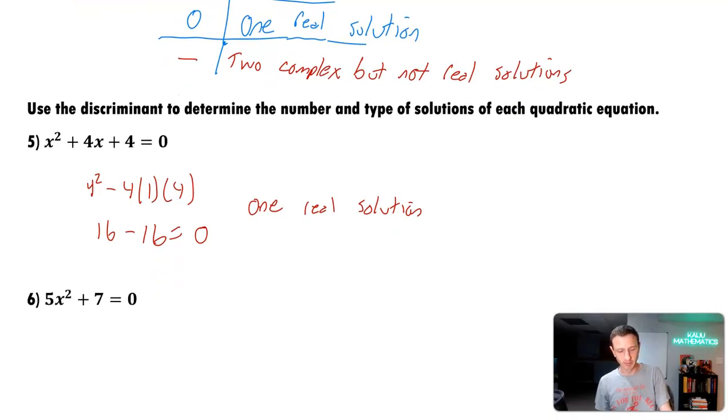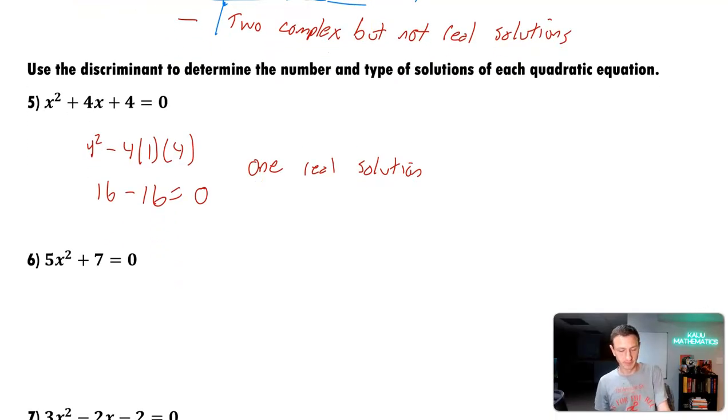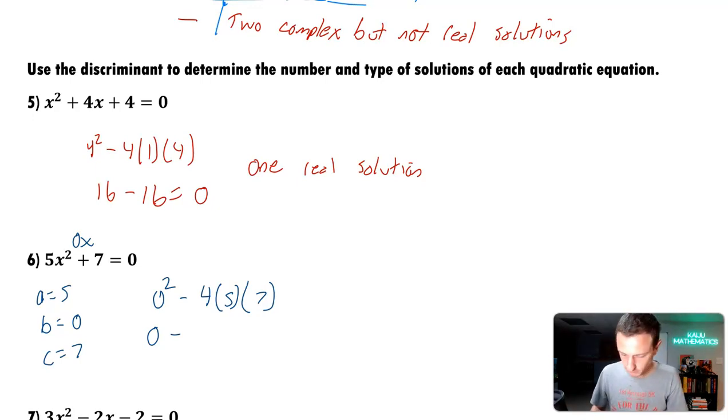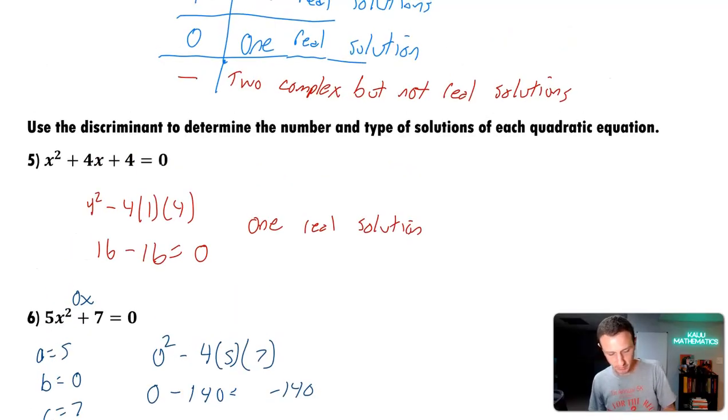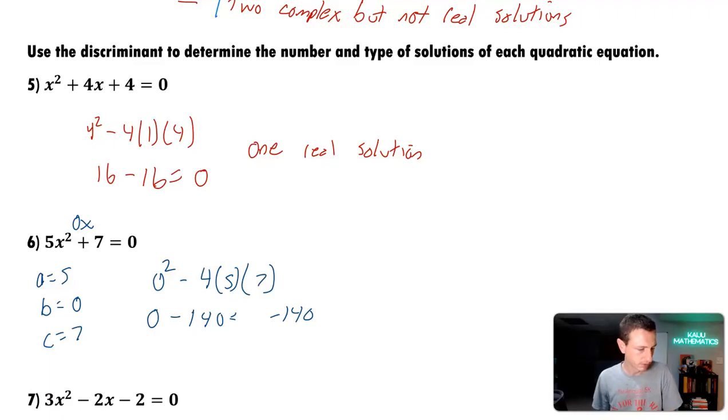Letter B, 5x squared plus 7. Don't get fooled on this. A is 5. What is b? b is 0 because we don't have an x, so it's 0x. c equals 7. So b squared minus 4ac: 0 minus 4 times 5 is 20, times 7 is 140. So 0 minus 140 is negative 140. We have a negative discriminant, which means that we have two complex but not real solutions.